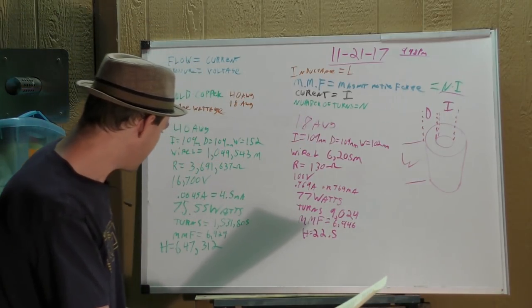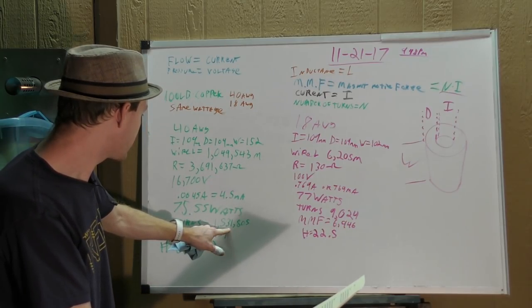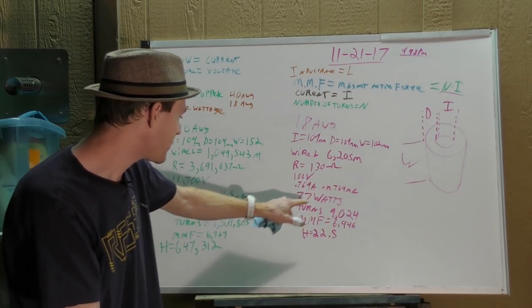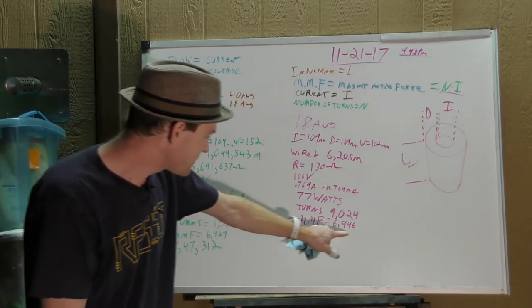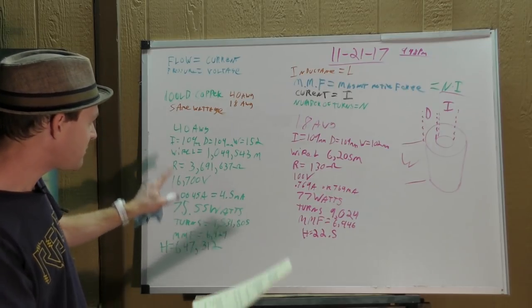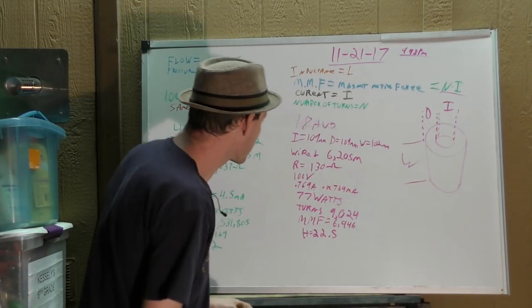Okay, the more it turns, with the same amount of current flowing, which we actually have a different amount of current, but we have a total amount of watts, the magnetic flux will increase. So we did the equation backwards here. Now we're going to do it by keeping the current the same.